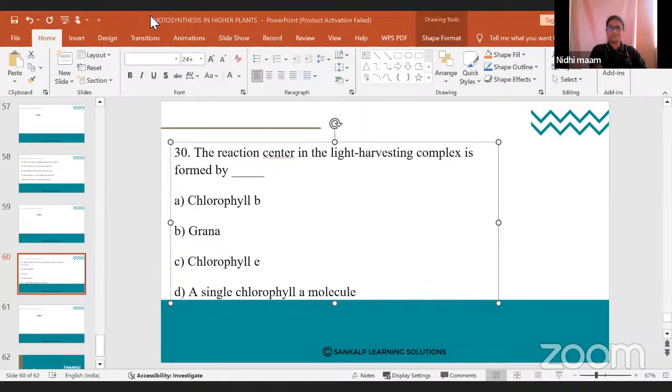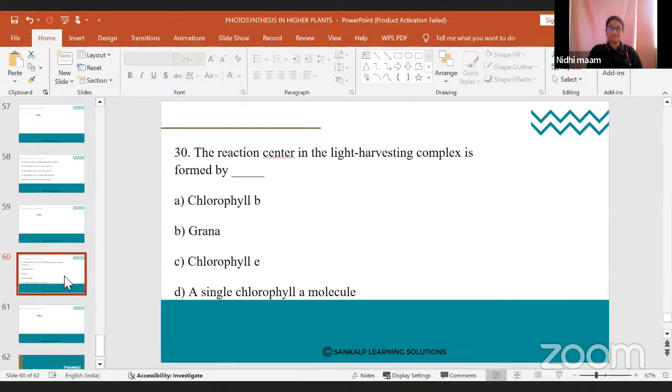Bhuvan answered it. Shashank, yes. Bhavana, okay. So most of you answered it as option A. Few of you answered it as option B. The right answer is a single chlorophyll a molecule. The reaction center in the light harvesting complex is formed by a single chlorophyll a molecule. That is the right answer.